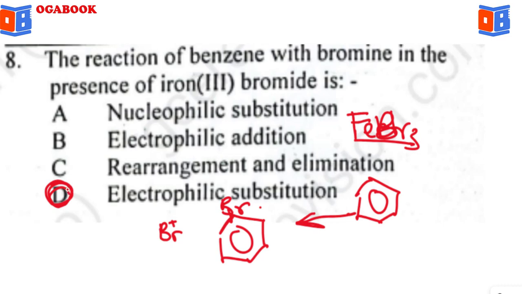It should be noted that the benzene ring predominantly undergoes electrophilic substitution due to the delocalized pi system of electrons around the ring. So D is our correct answer.